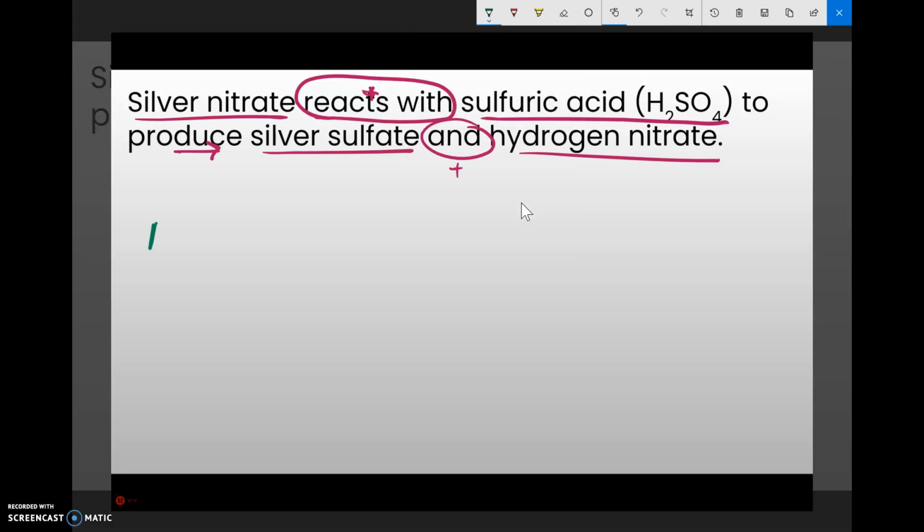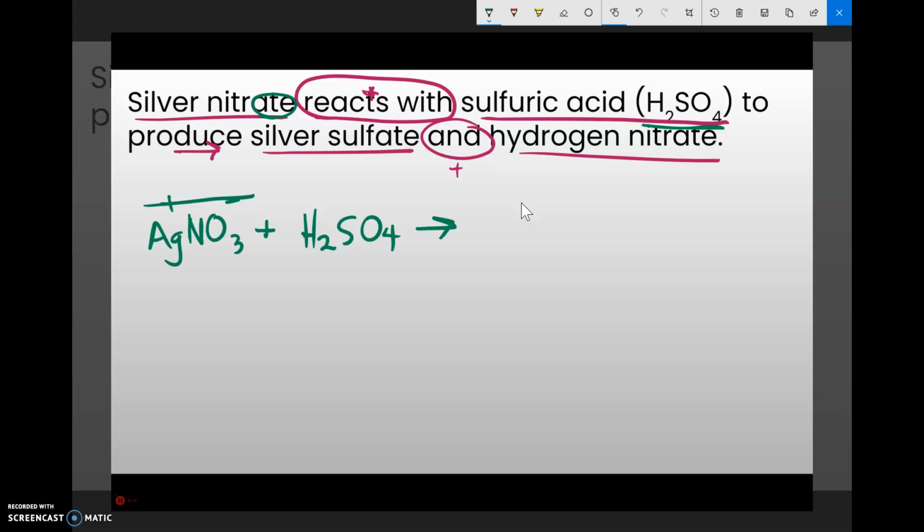So silver nitrate, we've got Ag. Silver is a metal, so look on your periodic table. Silver always has a +1 charge. That's one thing you need to memorize. Then we've got nitrate. It ends in -ate, so automatically I want you thinking polyatomic ion. So nitrate is NO3 with a -1 charge. And here your charges are just going to cancel. Reacts with means plus sign. Okay, sulfuric acid. I'm giving you the formula here because we have not talked about how to name acids yet. So just write down H2SO4. To produce, there's your arrow.